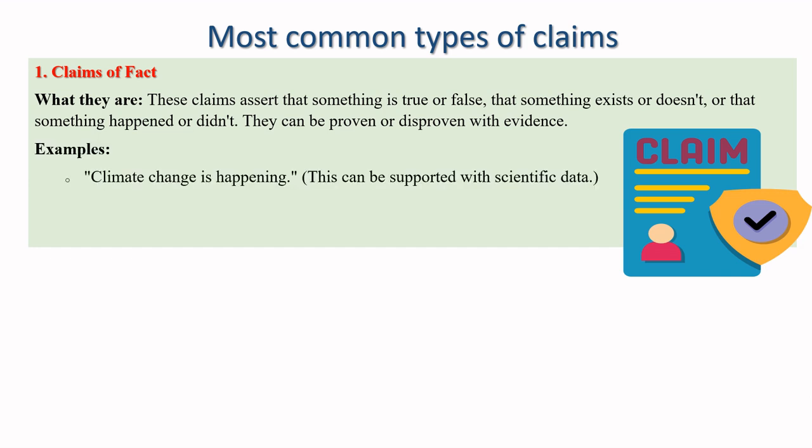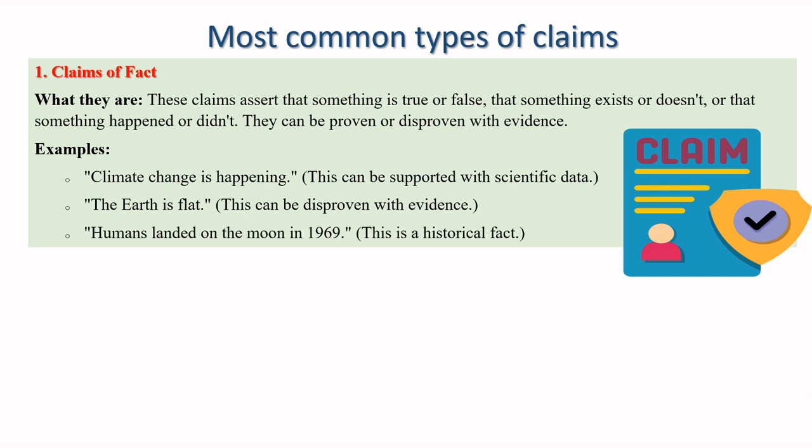Examples: Climate change is happening. This can be supported with scientific data. The earth is flat. This can be disproven with evidence. Humans landed on the moon in 1969. This is a historical fact.